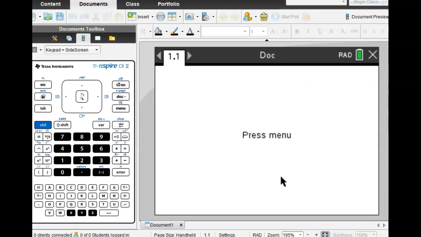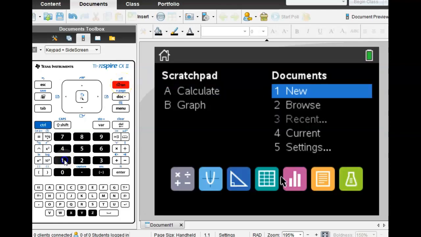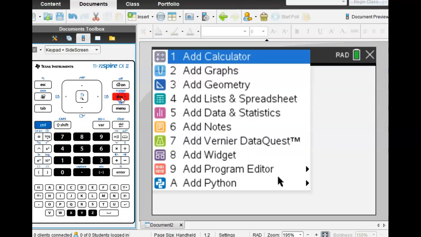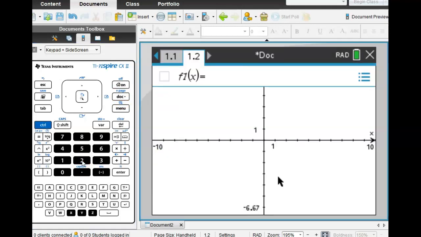So we are going to go to our calculator and create a new one. I want new, I want to add a calculator, and then I also want to add graphs. If you get lost on the calculator, say something before you get 10 steps behind. I don't mind waiting or restating unless you've waited 10 steps. Then I get irritated.